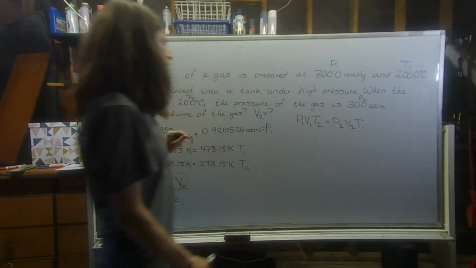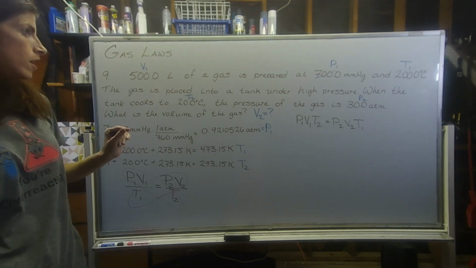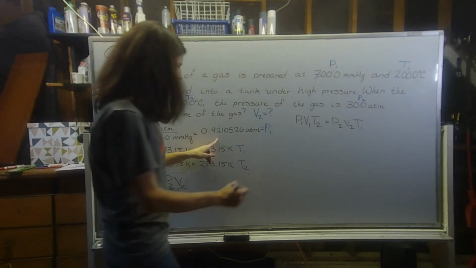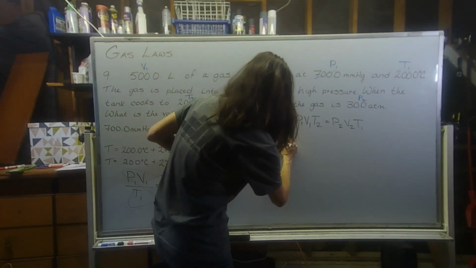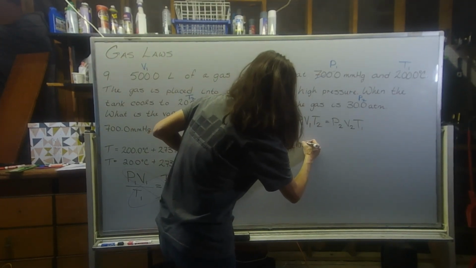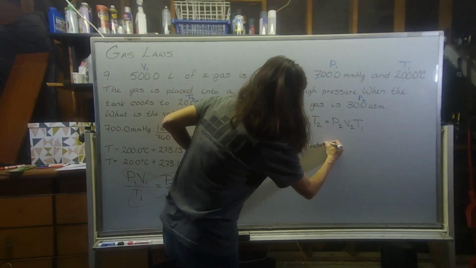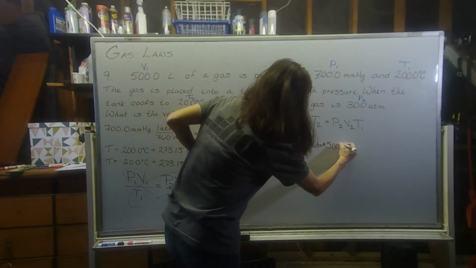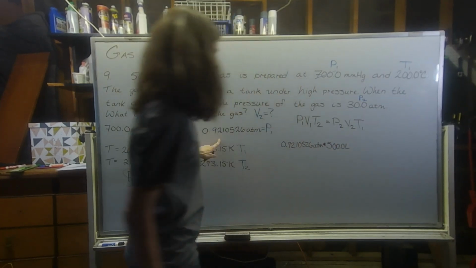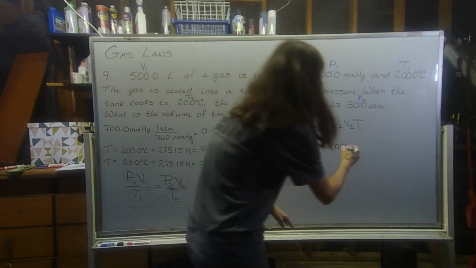Now there's quite a bit to plug in here. Let's see, we've got P1, which is 0.9210526 atmospheres. Our first volume, which is 500 liters. And T2, which is the 293.15 Kelvin.